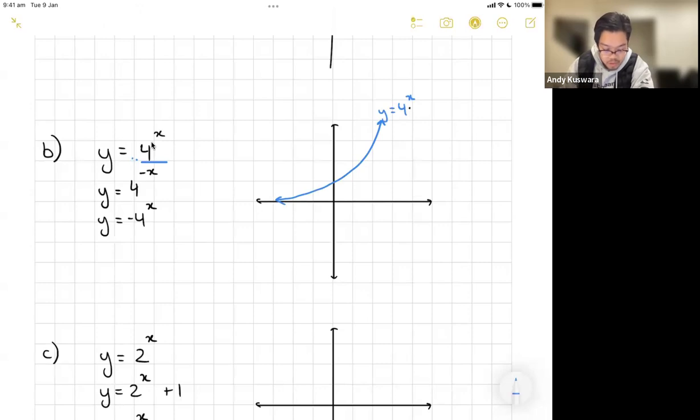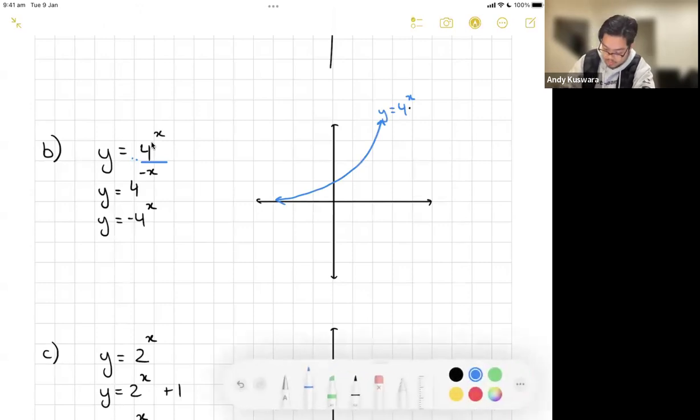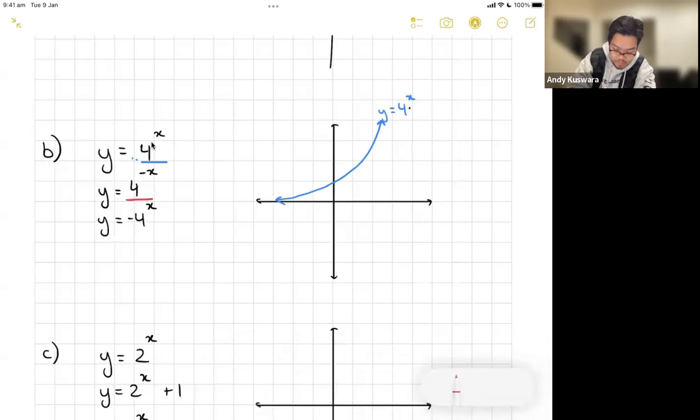Okay, now if it was 4 to the negative x, let's do this one in red. Now this one here just has a negative power, which means I know it's essentially still above the x-axis, but now, instead of growing from left to right, it now grows from right to left. Or decays from left to right, however you want to think about it.